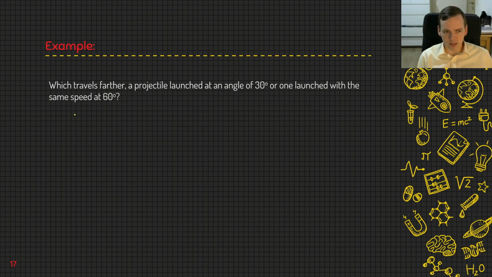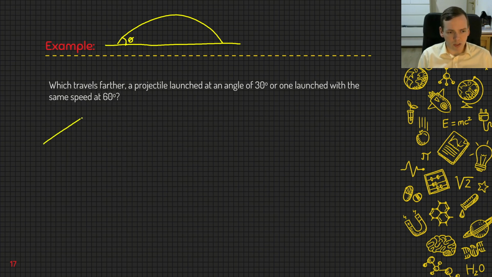So here's a question as an example. Which travels farther, a projectile launched at an angle of 30 degrees or one launched with the same speed at an angle of 60 degrees? What we're looking at is basically this setup right here. We've got an initial angle theta, and it travels and hits the ground again. I'm going to start by sketching out the generic depictions and setting up some generic equations, and then we'll work out details. So Vx, Vy, and theta. What we want to find is this distance right here, delta x.